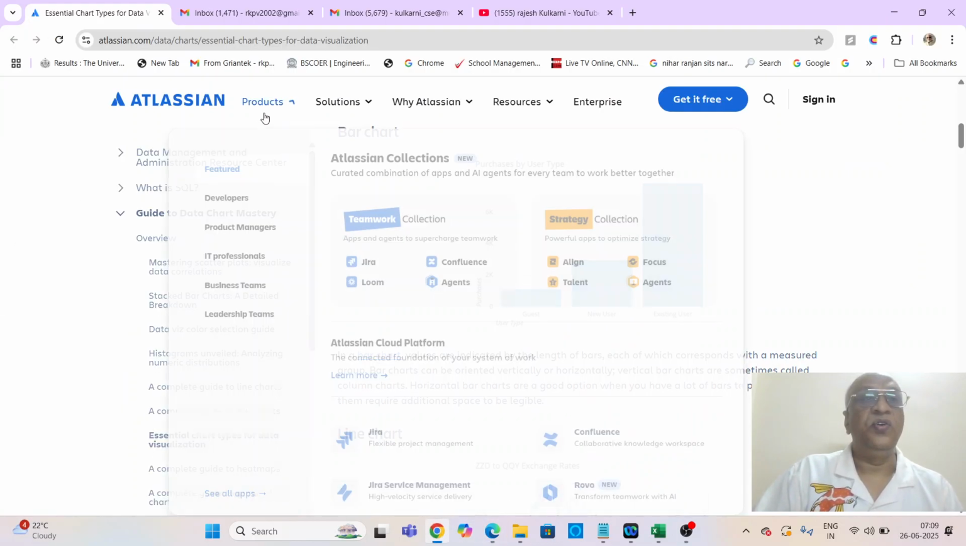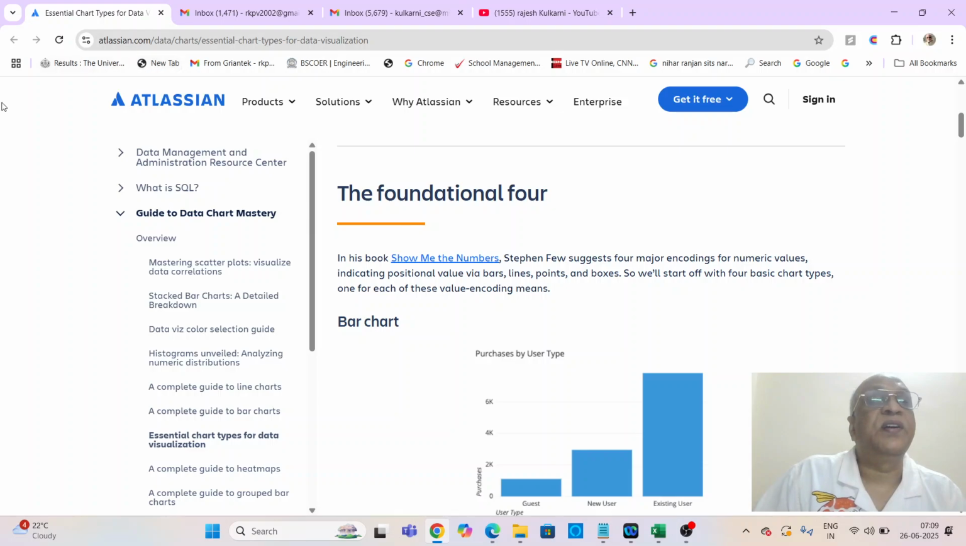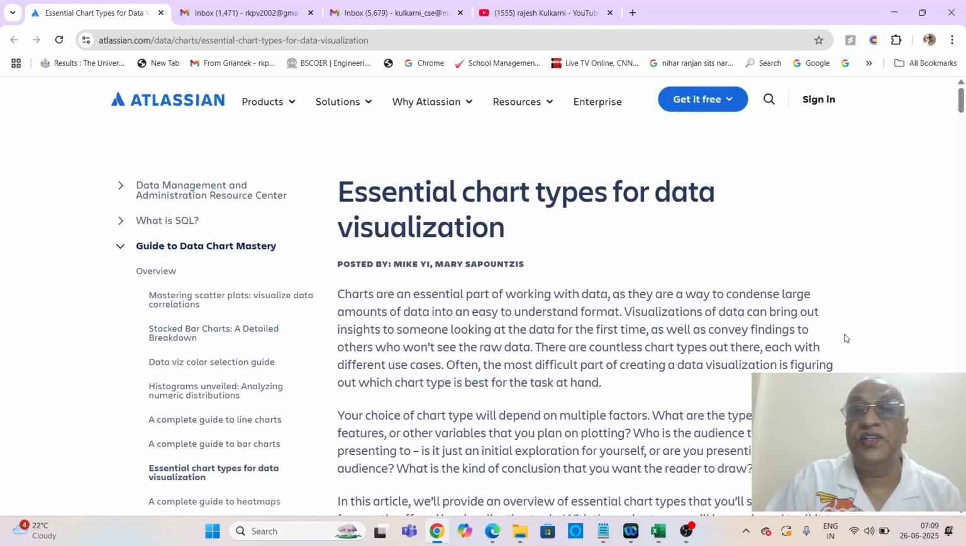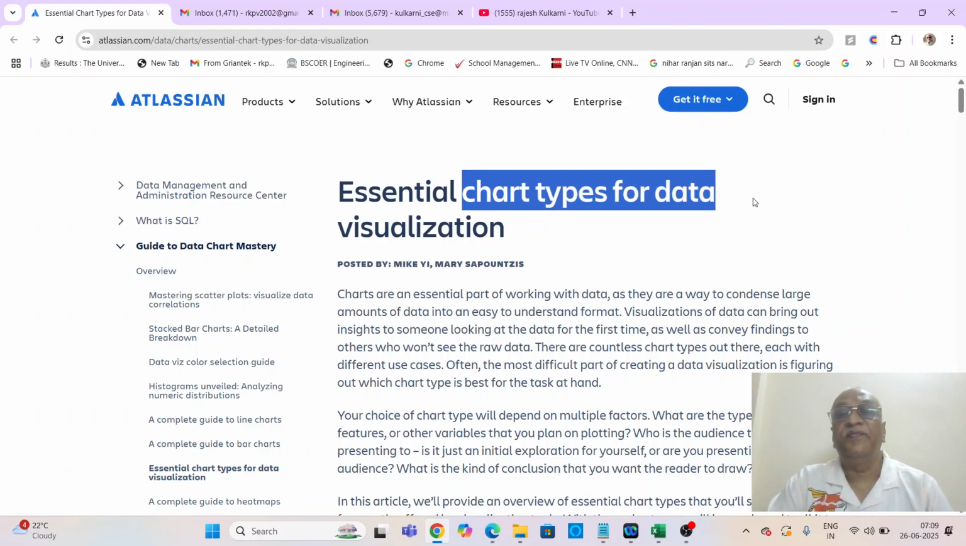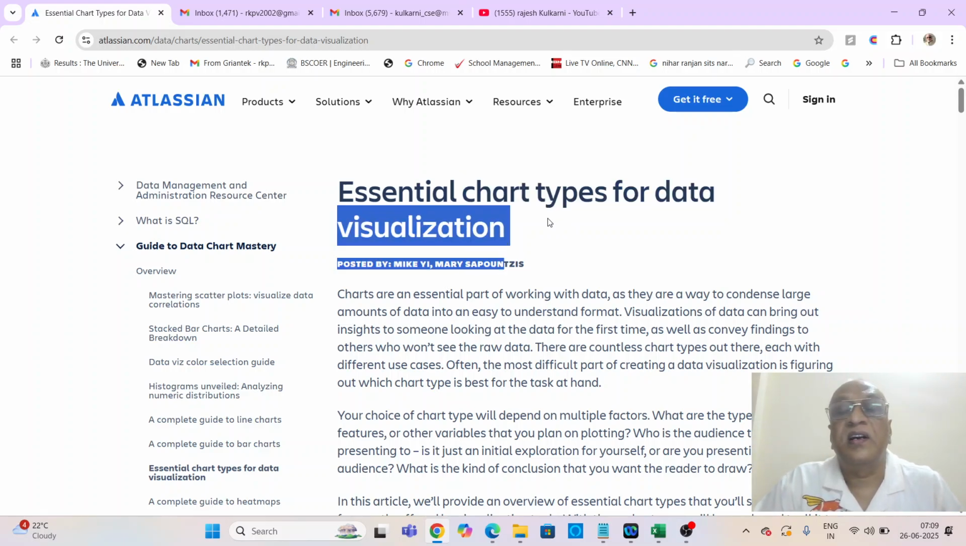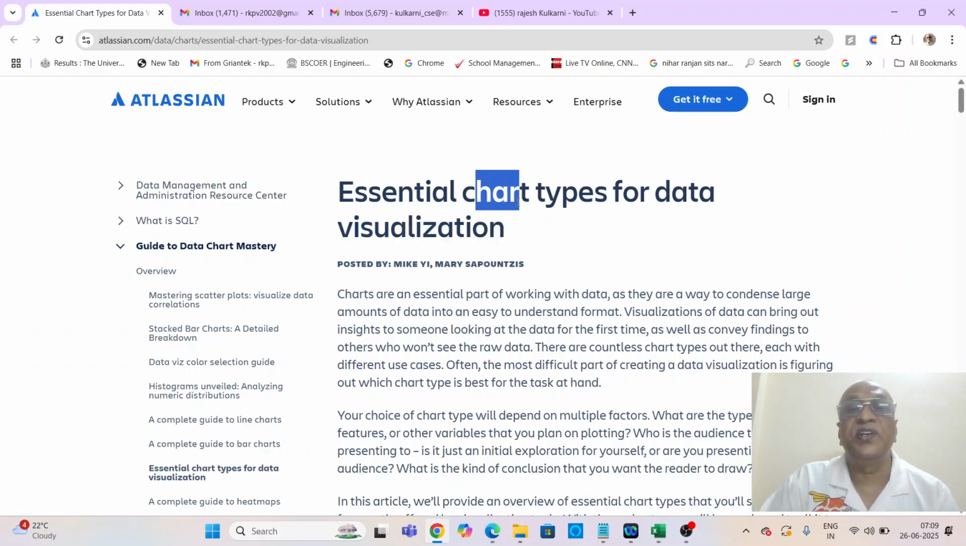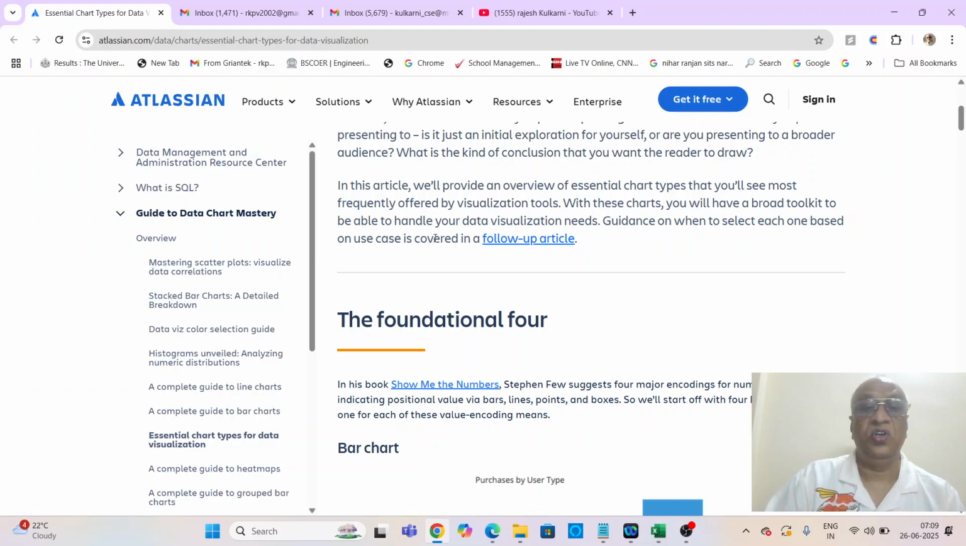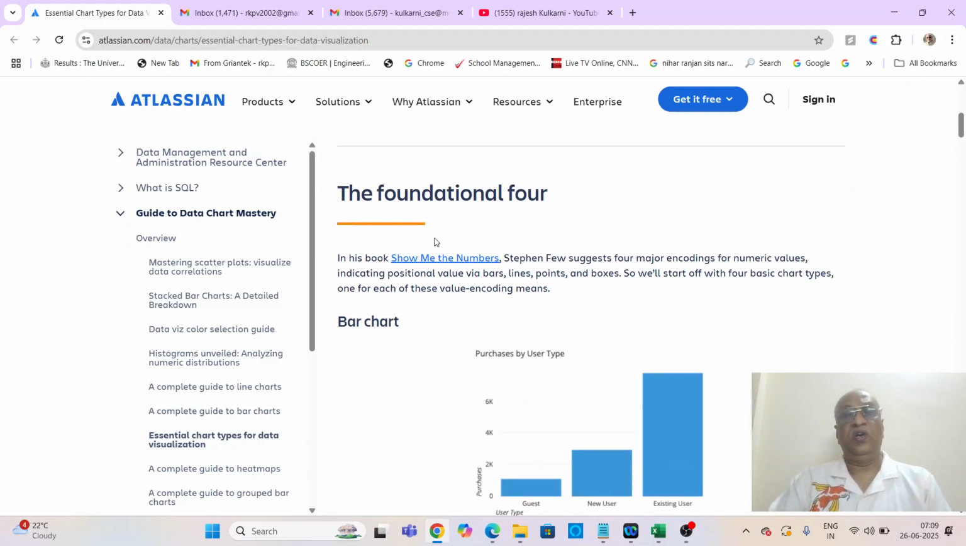Similarly, I have used this website atlassian.com, which depicts charts for data visualization topics. By looking at this heading, we can connect that visualization and charts are interconnected. Rather, charts are an essential and major tool for data visualization. So we'll look at the various kinds of charts mentioned here in atlassian.com.